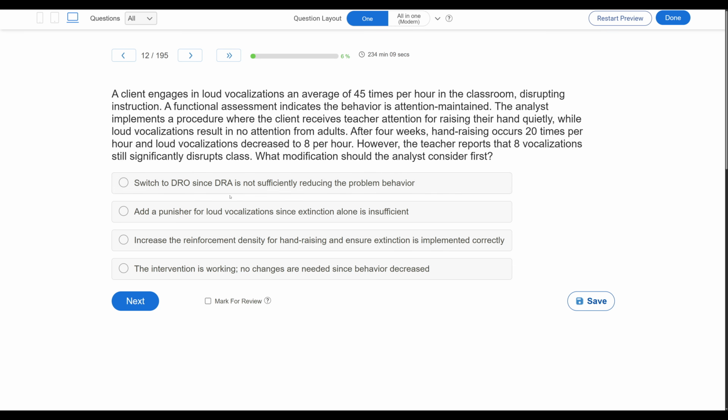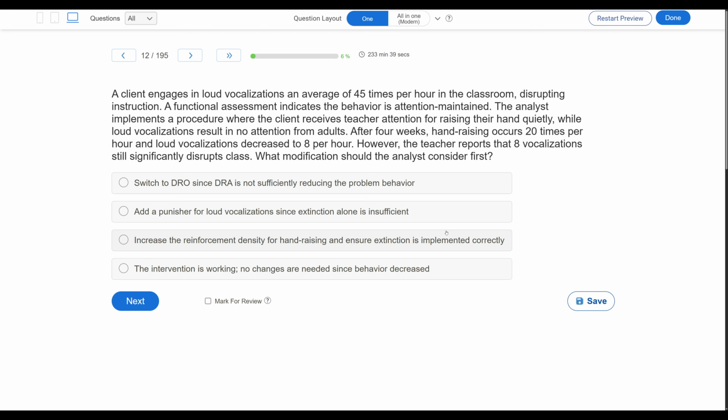What's the purpose of DRA versus DRO? With DRA, we can teach a replacement behavior. And with DRO, we're not. And we are trying to teach a replacement here. So going to DRO doesn't make a lot of sense. B, add a punisher for loud vocalization since extinction alone is insufficient. Now, we might be getting close to having to use a punisher, right? It's never our first choice, but obviously it's part of our intervention if needed.